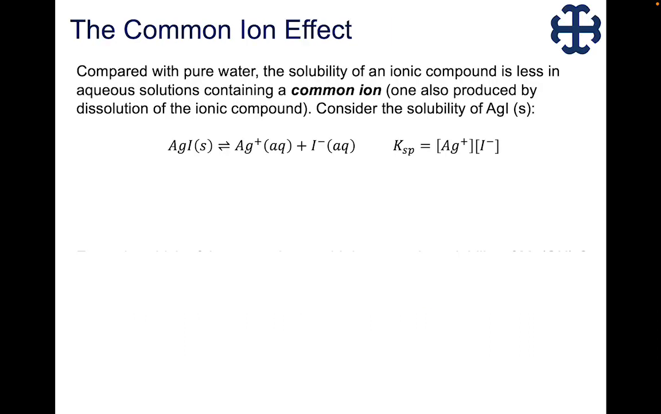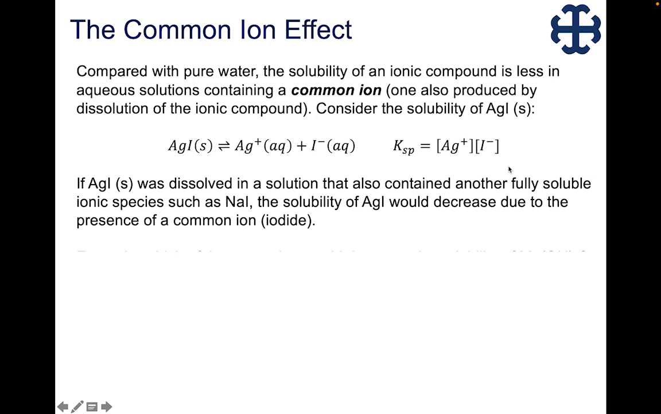And so we set up how to write a KSP expression to describe a partially soluble salt last class. And it would look something like this. Say we start with silver iodide, it can dissociate into silver plus, iodide minus, and we can of course write our KSP expression for that.